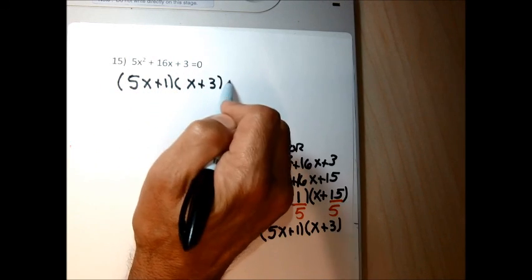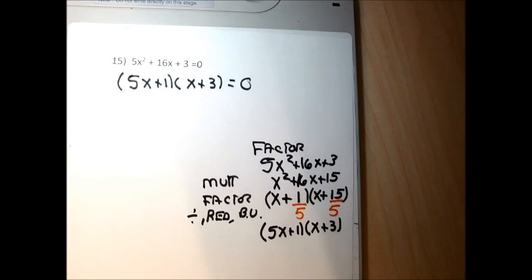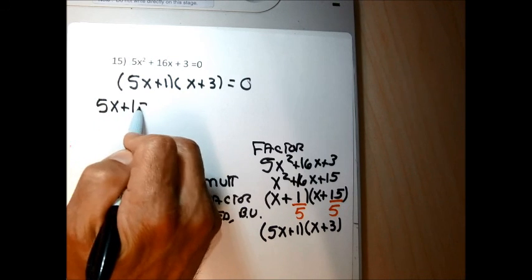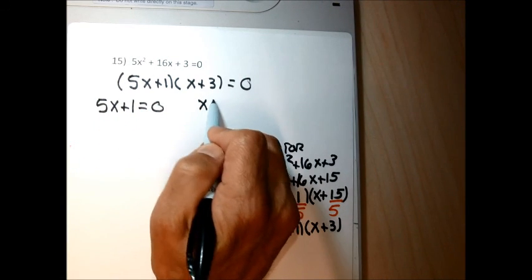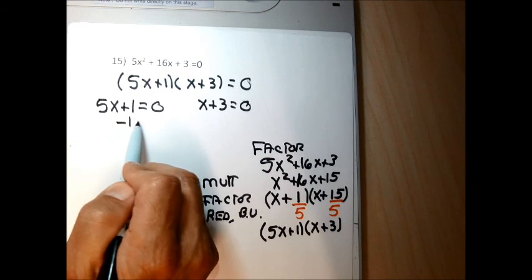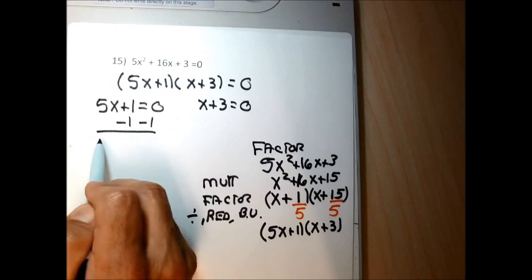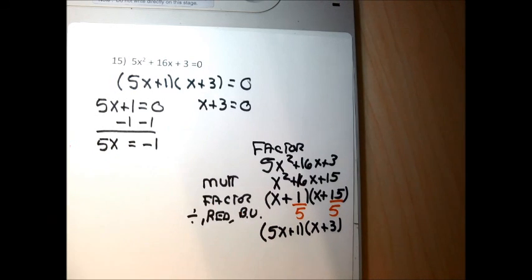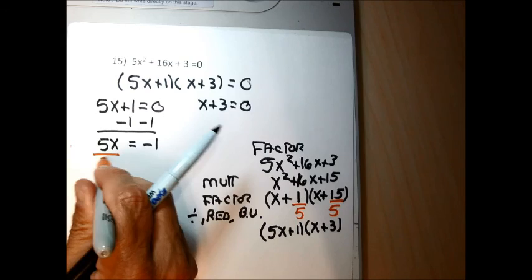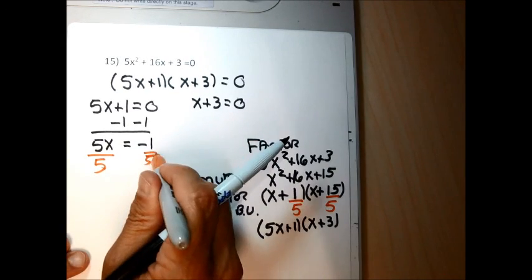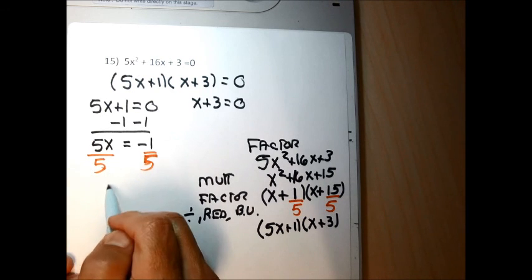So I can rewrite my original problem as 5x plus 1 times x plus 3 equal to 0. Because I both have it factored and set equal to 0, I should split each factor up and set each one separately equal to 0. For the 5x plus 1 equal to 0, it's going to take 2 steps. I'm going to minus 1 from both sides and get 5x equal to minus 1. And then I'm going to divide both sides by 5 and get x equal to negative 1/5.